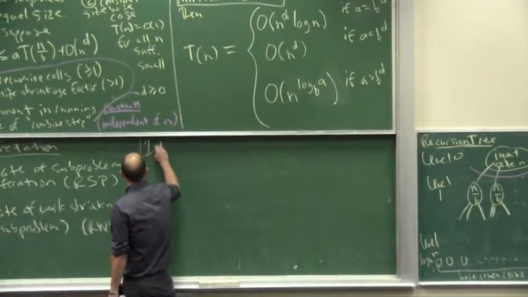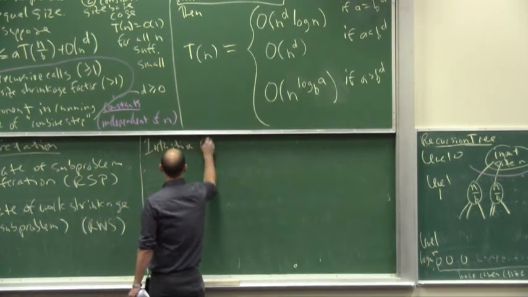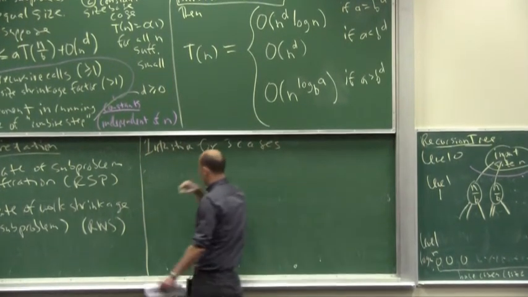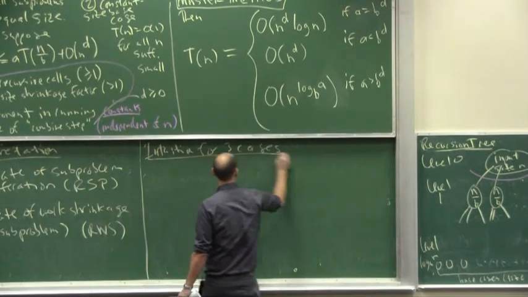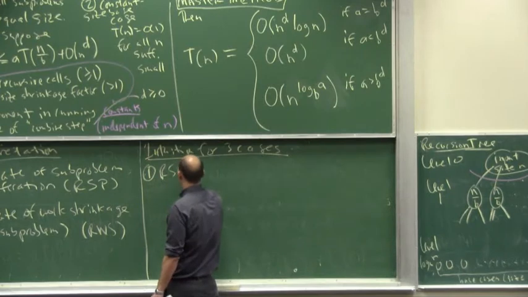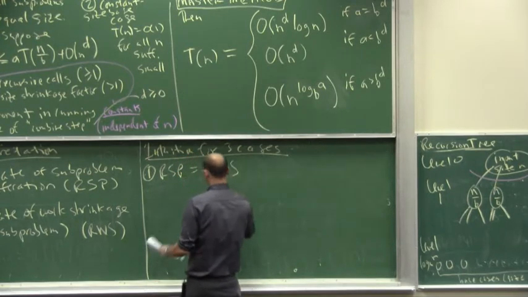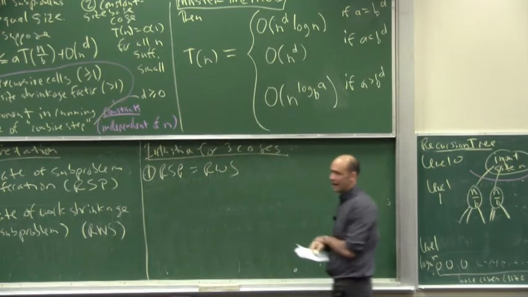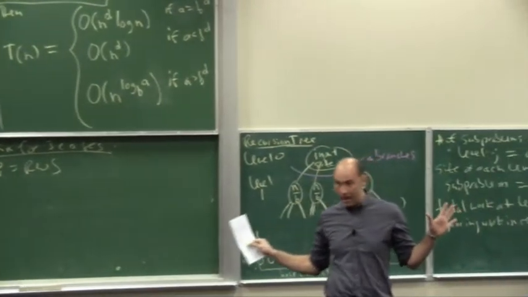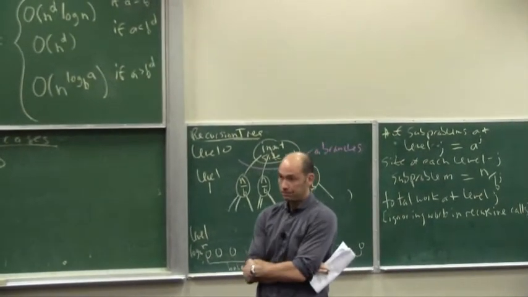So, intuition for the 3 cases, depending on which of the 2 sides wins or if there's a draw. First, suppose there's a draw. Suppose the rate at which subproblems multiply is exactly the same as the rate at which the amount of work you have to do per subproblem goes down.